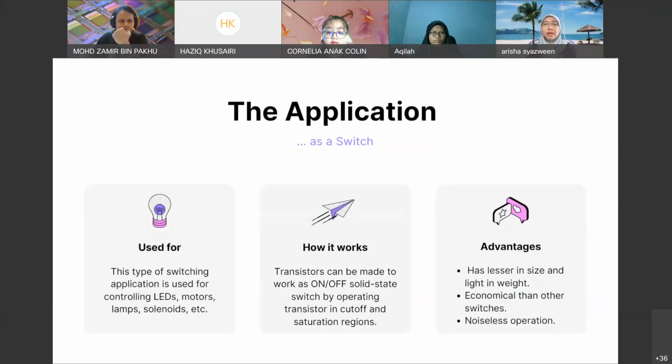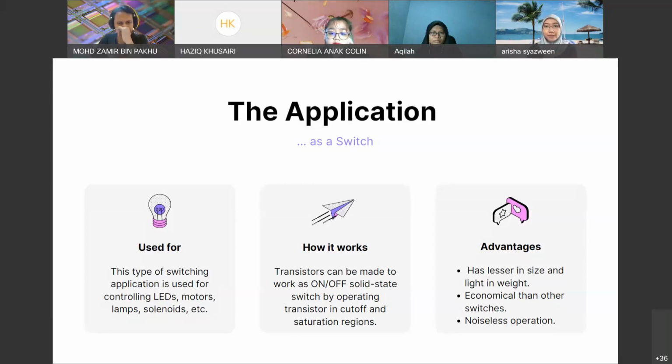So now the application of BJT as a switch. Depending on the biasing condition, forward or reverse, a transistor has three major modes of operation, namely cut-off, active and saturation regions. The cut-off region has the operating condition where the collector current is zero, the base input current is zero, and the collector voltage is maximum. These parameters cause a large depletion layer, which doesn't allow current to flow through the transistor. Therefore, the transistor is completely in the off condition.